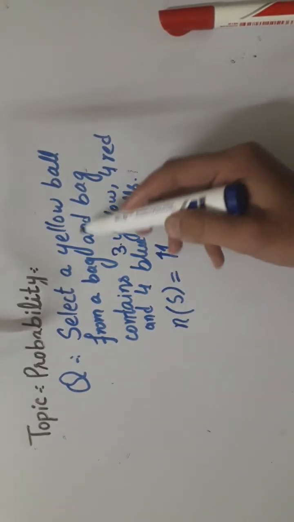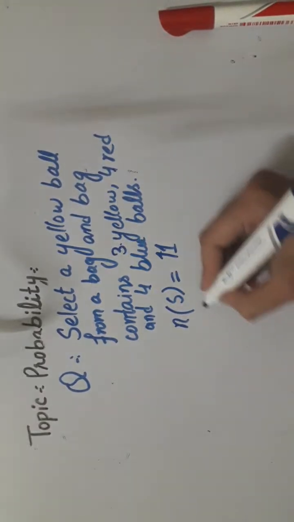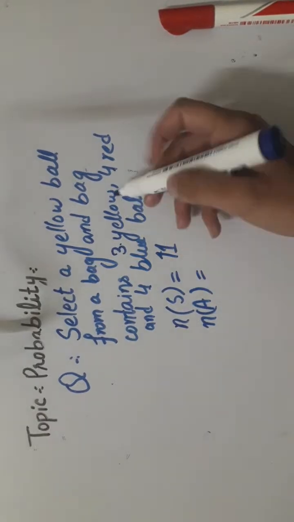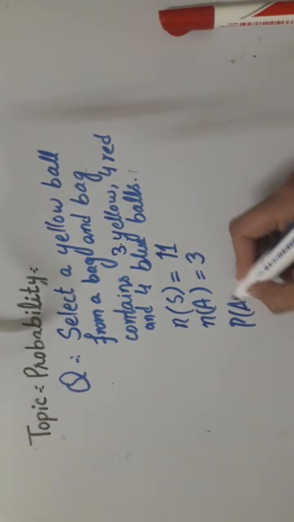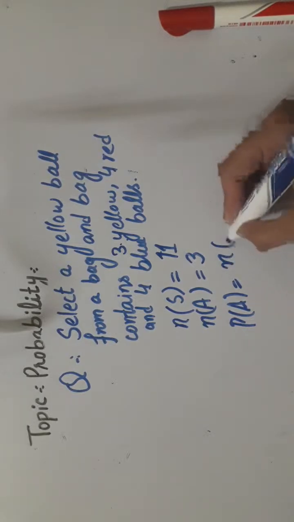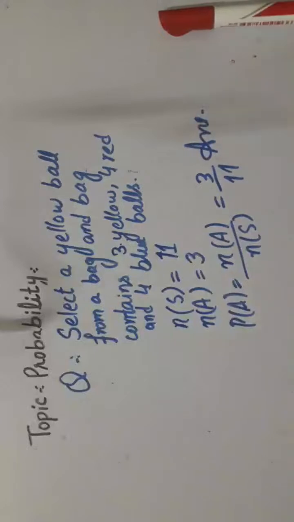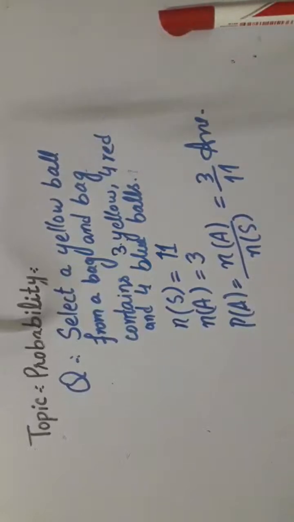And let A be the event that a yellow ball is drawn. Yellow ball is drawn means the favorable outcome number is equal to 3, because there are 3 yellow balls. So the probability of the event is the favorable outcomes divided by the total number in the sample space. So this will be equal to 3 by 11. This is the right answer. This type of question is mostly asked. You have to find the probability of balls of some colors.